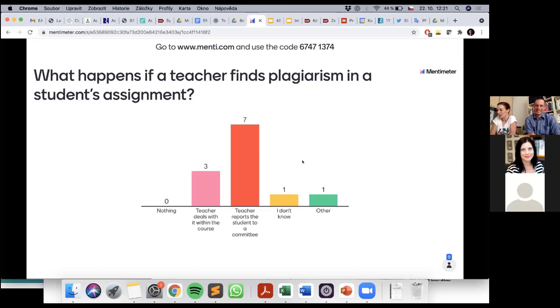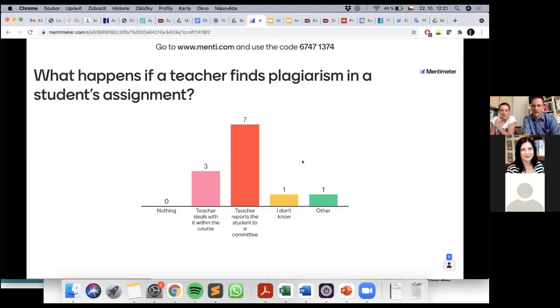Okay, so at most of our institutions, the teacher reports the students to the committee, and for few of us, the teacher would deal with it within the course, and maybe something else. Could you provide more information on the process? For example, if the teacher deals with it within the course, is it the only way how it's happening? So please share your comments and experience and the processes in the chat.